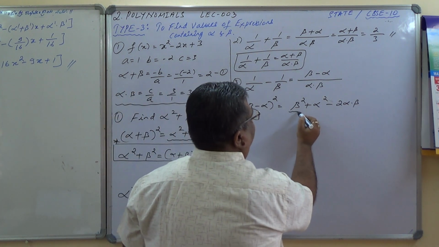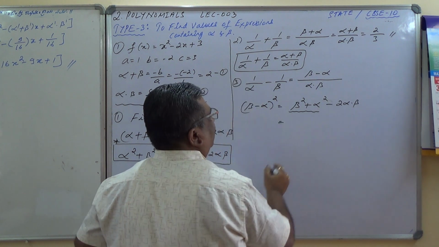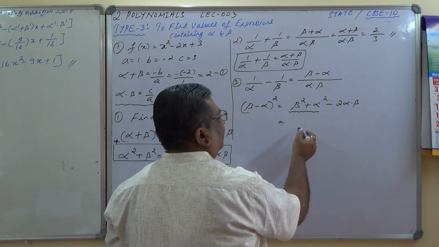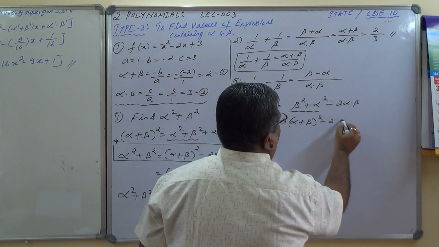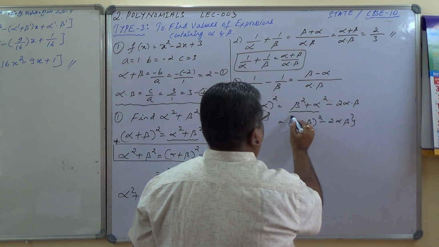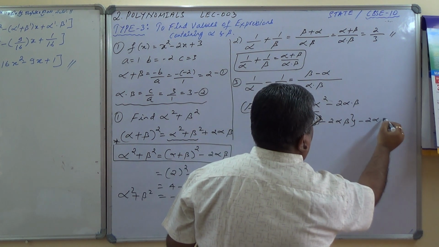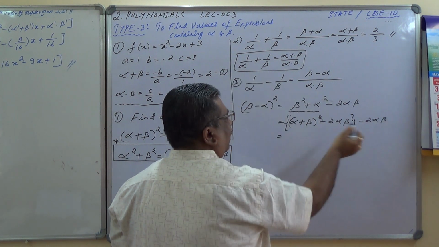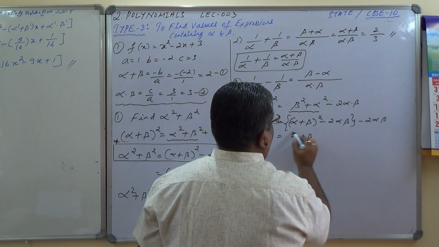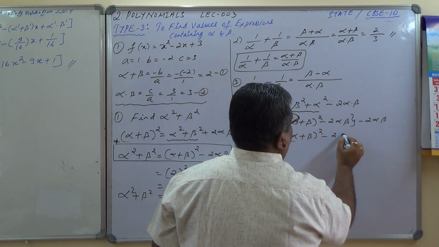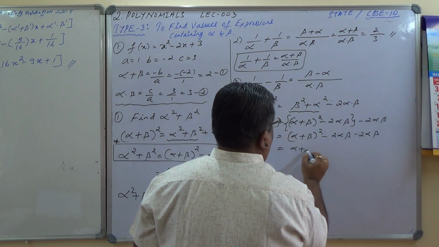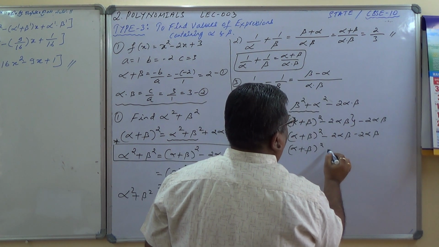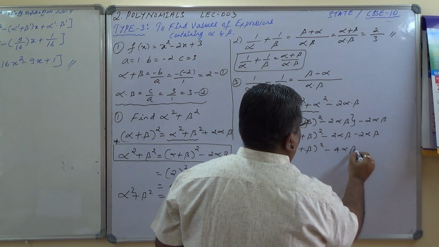What is this? You know already, this is alpha square plus beta square, which is (alpha plus beta) the whole square minus 2 alpha beta, minus 2 alpha into beta. So remove this bracket now. (Alpha plus beta) the whole square minus 2 alpha beta minus 2 alpha into beta. Therefore (alpha plus beta) the whole square minus 4 times alpha beta.